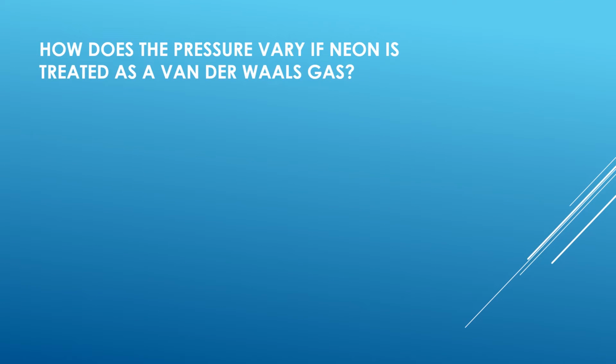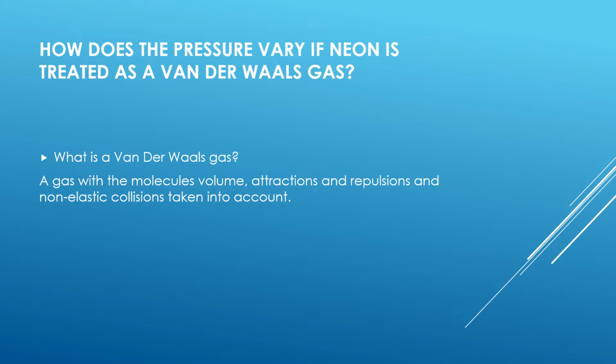Part B of the question asks us how the pressure of the gas changes if it's treated as a van der Waals gas. So, a van der Waals gas takes into account the attraction and repulsion of the molecules, the volume taken up by the molecules, and the likelihood of inelastic collisions.